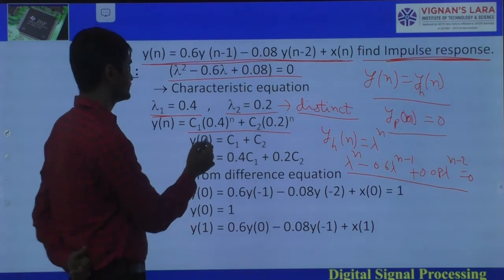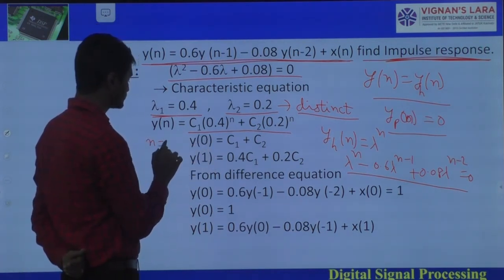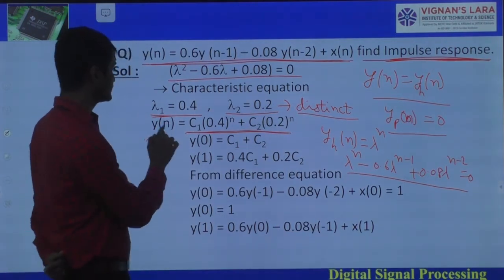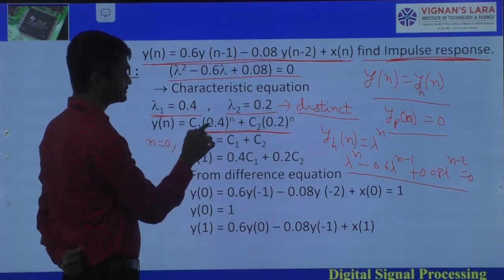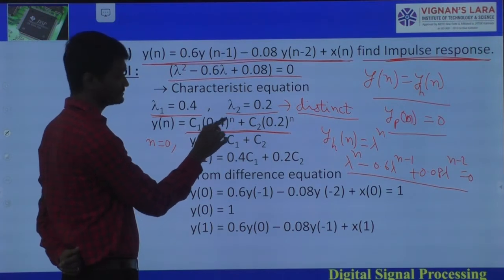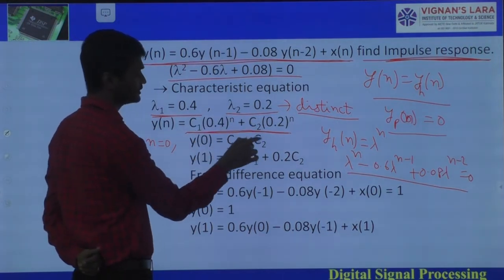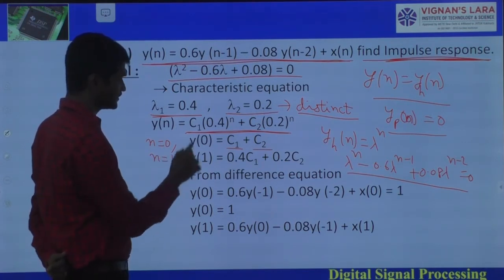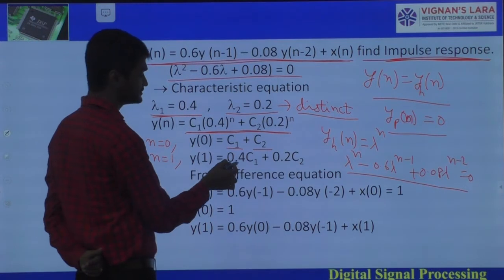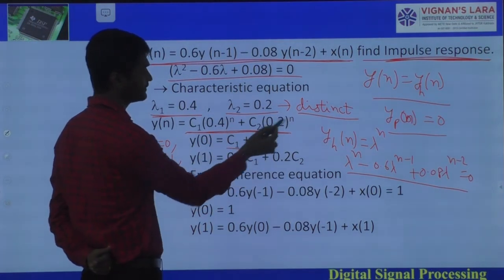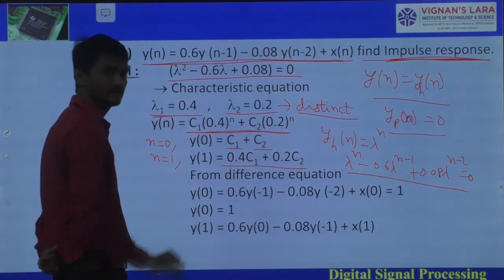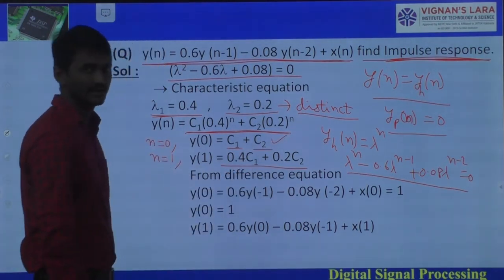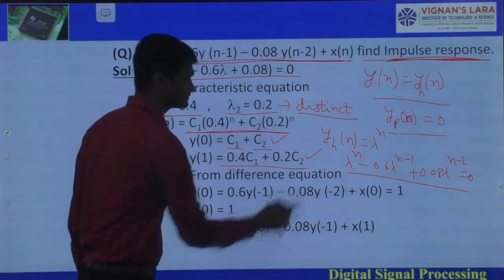Okay. So here, if you apply n equals 0 in this equation, then y of 0 is equal to C1 into 0.4 power 0, that is C1 plus C2. Similarly, if n equals 1, y of 1 is equal to 0.4 into C1 plus 0.2 into C2. By substituting n equals 0, we got this one, and by substituting n equals 1, we got this.